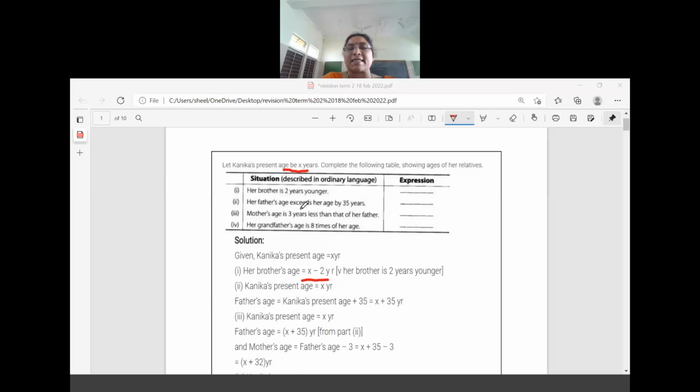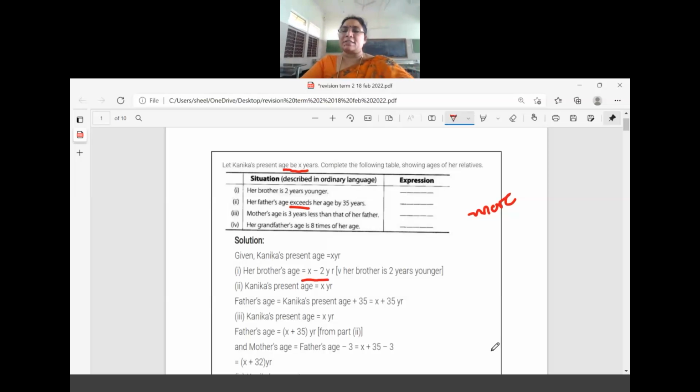Next, we have to write the father's age, related to Kanika's age. Her father's age exceeds her age by 35 years. Exceeds means it is more. We explained this when we were teaching. Exceeds means it is more only, so in maths we do addition. That is why it is written x plus 35. Relating with Kanika, her father's age is x plus 35.